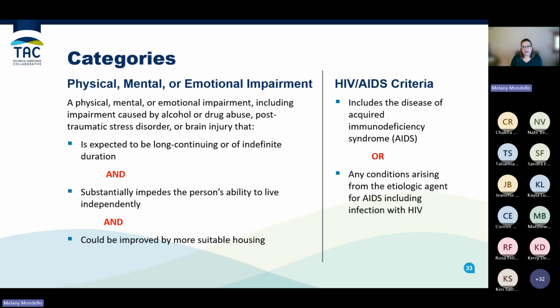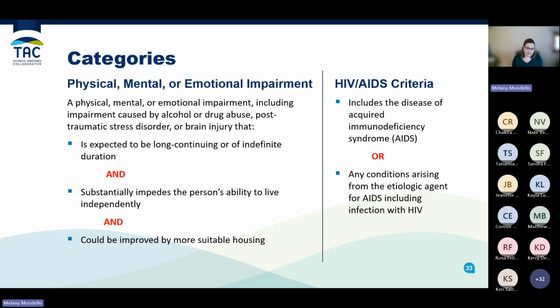And it's impeding the person's ability to live independently. And the last one's easy, could be improved by suitable housing. But the first 2 are really something that the person and their medical team or counseling team would be able to talk about and certify. You can have mental illness and it's not impeding your ability to live independently. Sometimes it does, sometimes it doesn't.